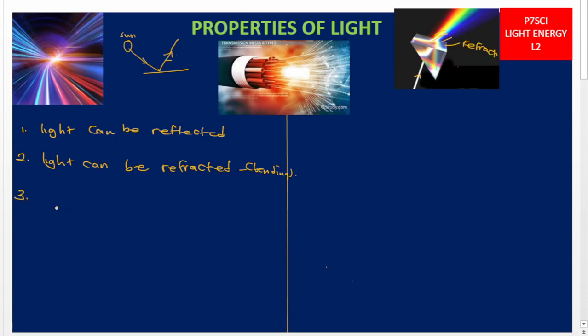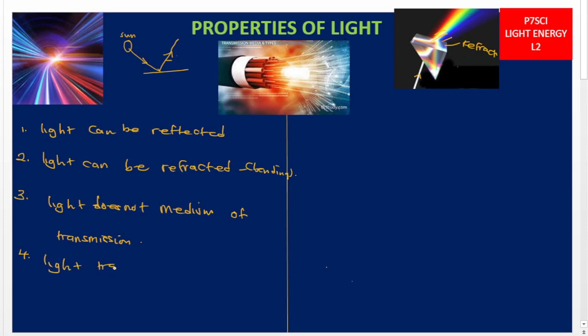Then, light does not need a medium of transmission. Light does not need any carrier, any matter, or molecules to carry it from one point to another. Unlike other forms of energy, especially sound energy, which needs to be conducted from one point to another by molecules of matter, light does not need a medium of transmission.